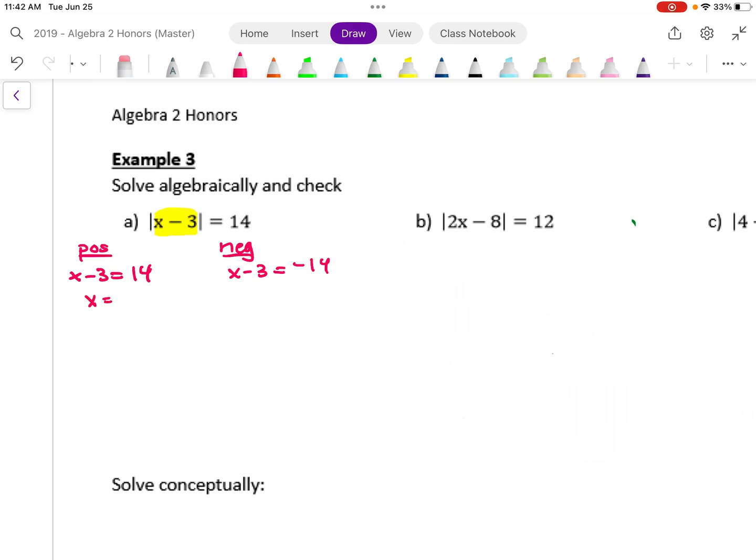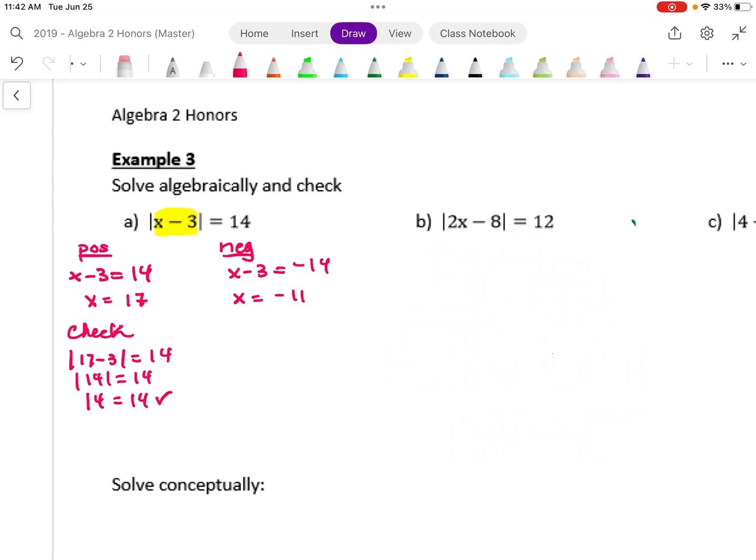So in this particular case, we would just solve. x is equal to, add 3 to both sides, we get 17. And for the other one, add 3 to both sides, we get -11. If I was to check each of these, by the way, when you check any algebraic solution, you always substitute it into the original equation. So in this case, I would substitute in 17 minus 3 is equal to 14. I get the absolute value of 14, and the absolute value of 14 is 14.